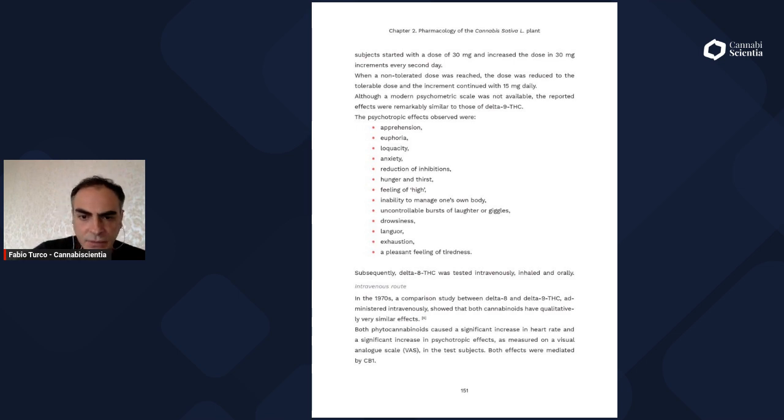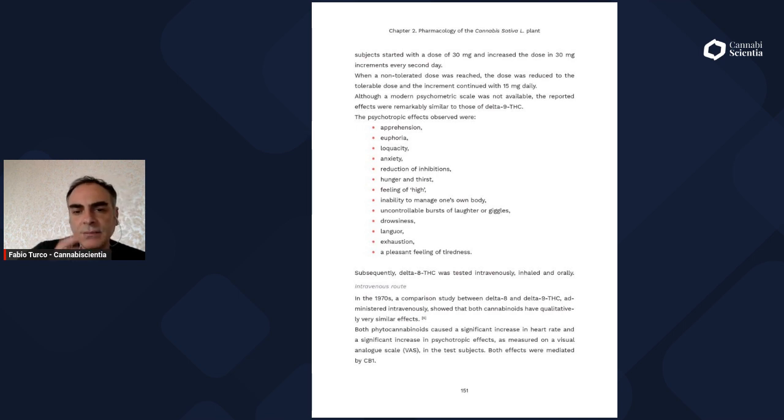Talking about the intravenous route, in the 1960s, a comparison study between Delta-8 and Delta-9-THC administered intravenously showed that both cannabinoids have qualitatively very similar effects. Both phytocannabinoids caused a significant increase in heart rate and a significant increase in psychotropic effects, as measured on a visual analog scale (VAS) in the tested subjects. Both effects were mediated by the CB1 receptor.